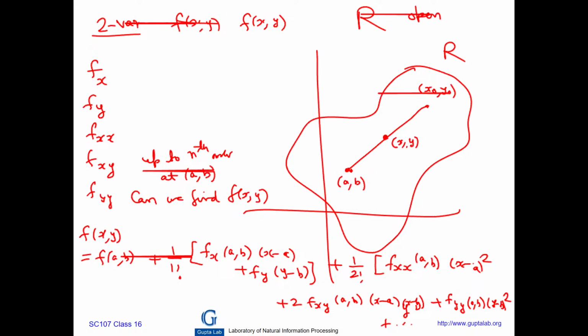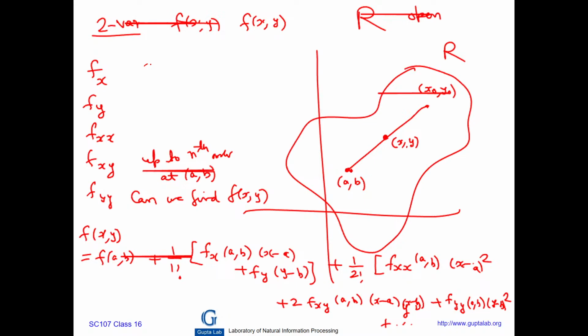So (a, b) is the initial point, (x naught, y naught) is the final point, and (x, y) is a generic point. So that means I can write down x is equal to a plus (x naught minus a) times t, and y is equal to b plus (y naught minus b) times t.